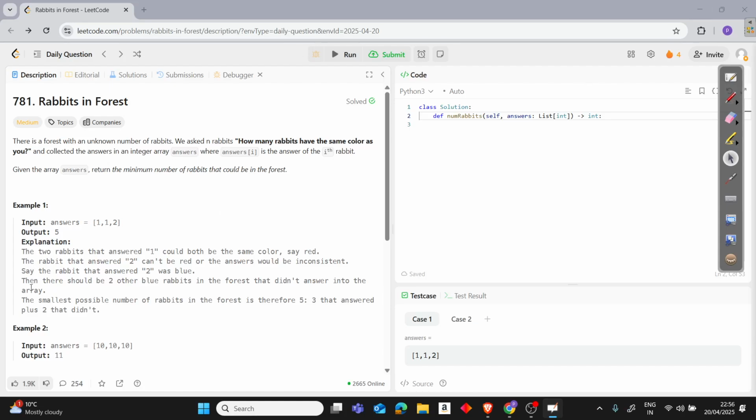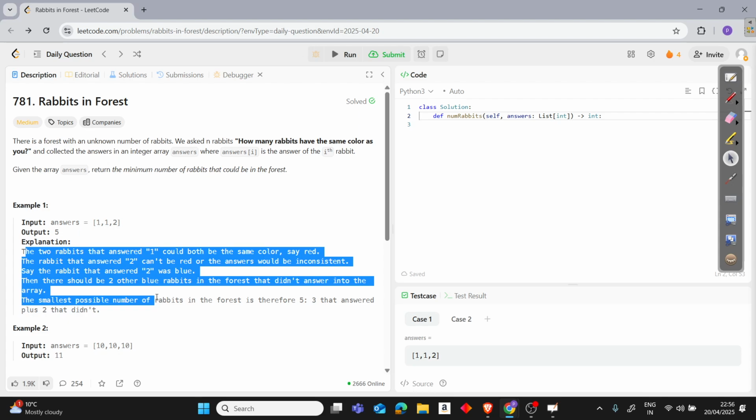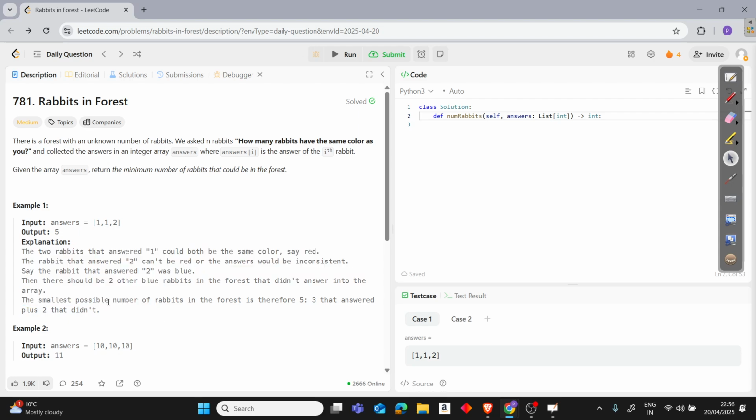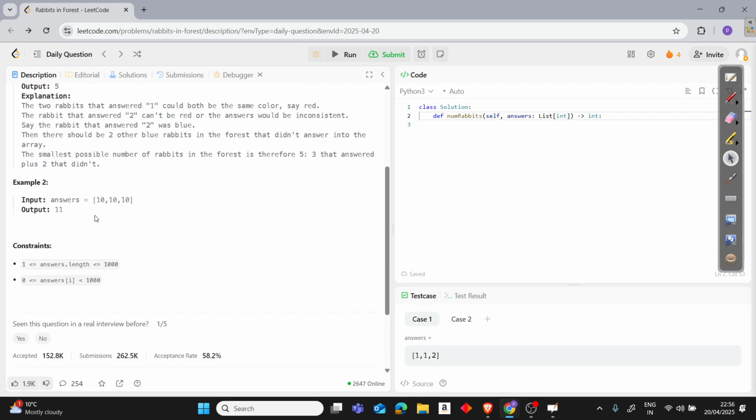You can see the explanation here, which is what I explained. Since we have to return the smallest possible number, it's 5, right? It's explained in a different way, but overall the idea is the same. Let's see the second example.